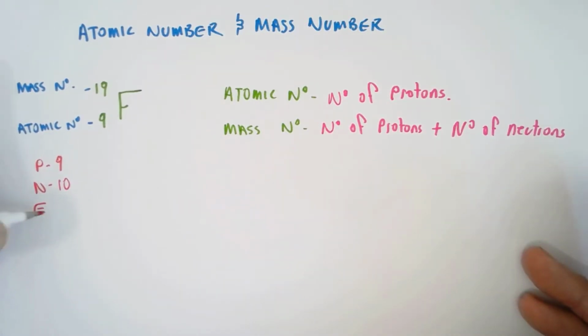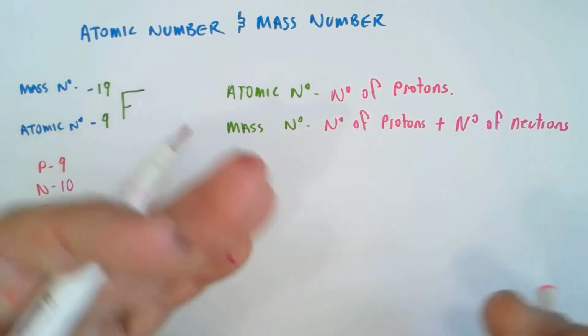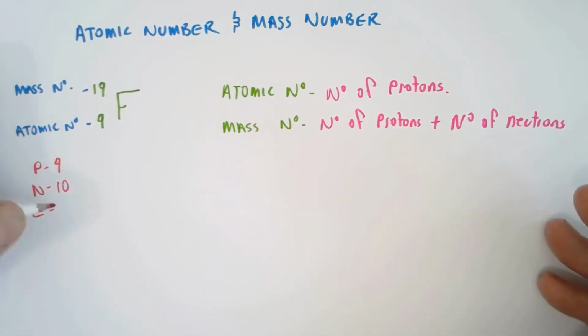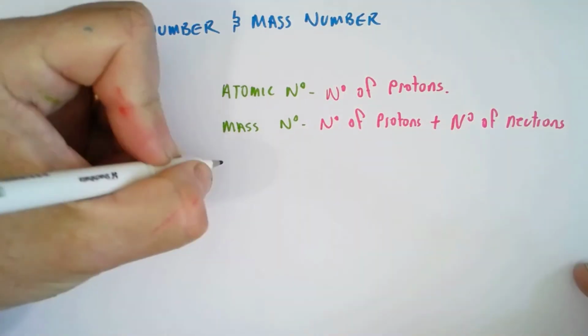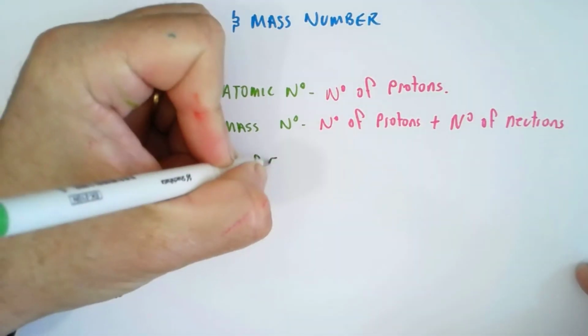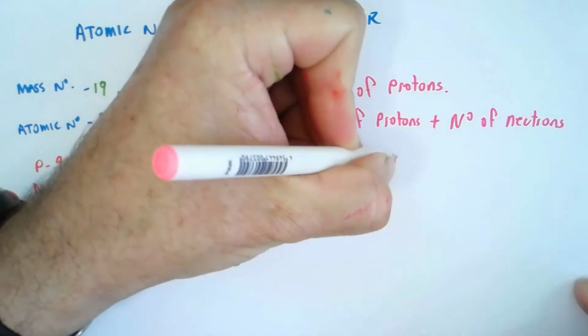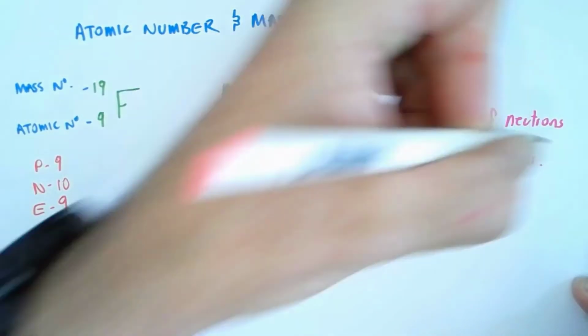But we can work out the number of electrons though. How do we work out the number of electrons? Well, an atom has an overall 0 charge. It's a neutral charge. So therefore, we have the same number of protons as we have electrons. So we have 9 electrons. So we can get all of that information from our chemical or our atomic symbol. So let's just write here, we can calculate the number of electrons, and that is equal to the number of protons.